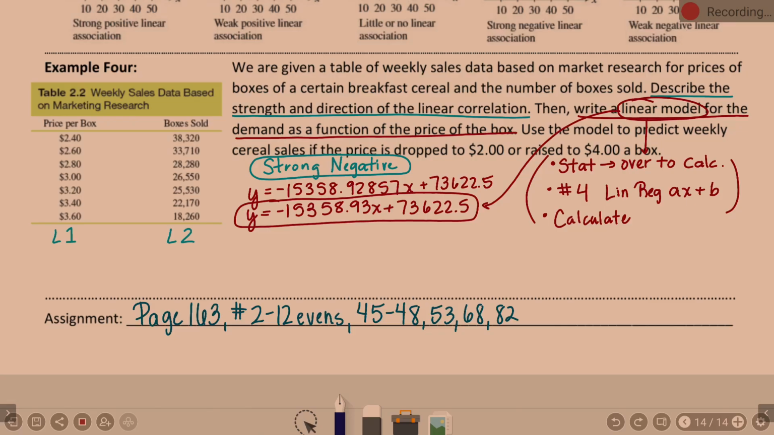Okay. Got one more. And we have a couple of different options I want to introduce here. But notice what it says. Use the model to predict weekly cereal sales if the price is dropped to $2 or raised to $4 a box. So, $2 and $4. What kind of values are those? Those are X values, yes? So we want to figure out, basically, what if X is 2? What are options here?